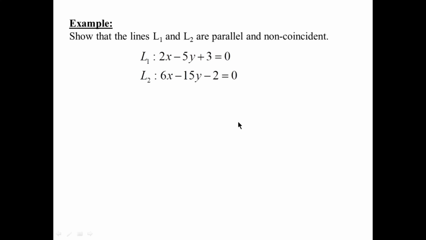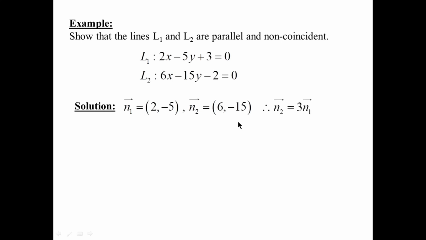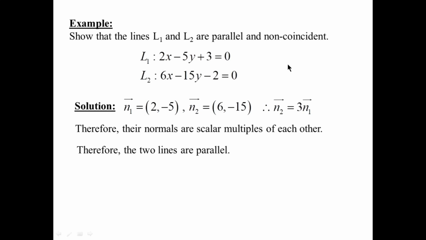Example: show that these lines are parallel and non-coincident. Solution: normal 1 is (2, -5). Normal 2 is (6, -15). And we see that normal 2 is 3 times normal 1. We conclude, therefore, their normals are scalar multiples of each other. The lines are therefore parallel. Now the question is, are they coincident or non-coincident? That means, are they the same line or are they two different lines?